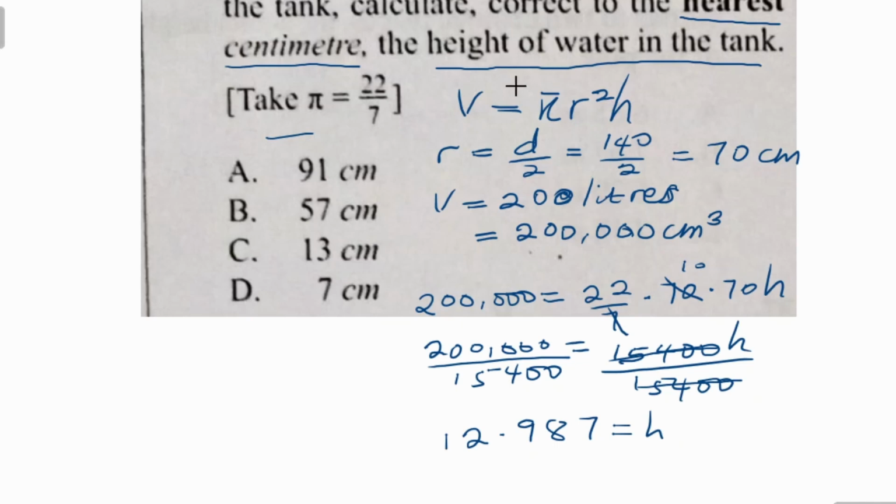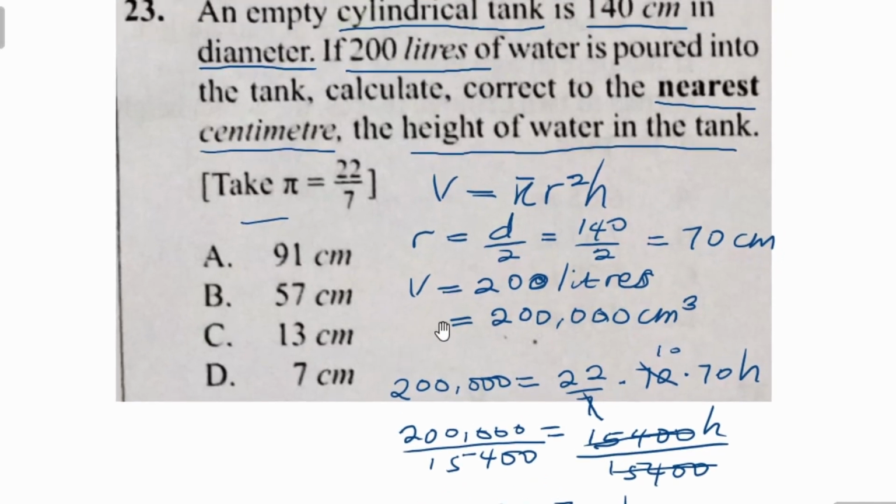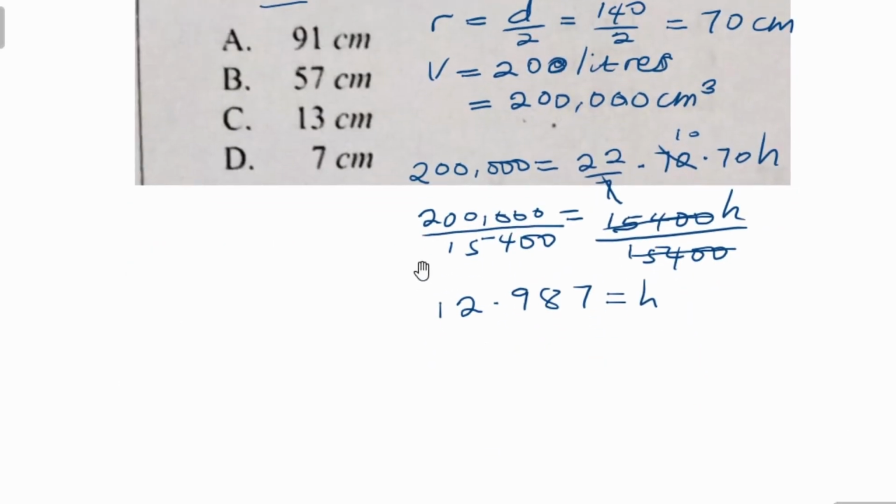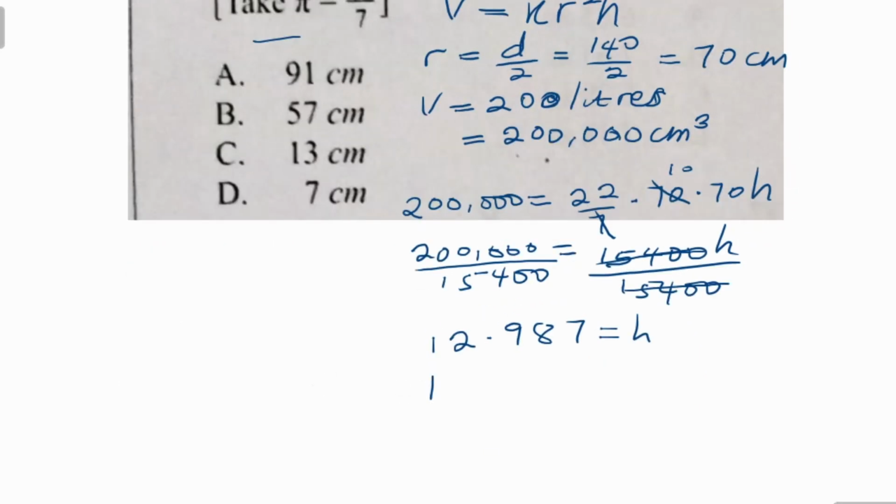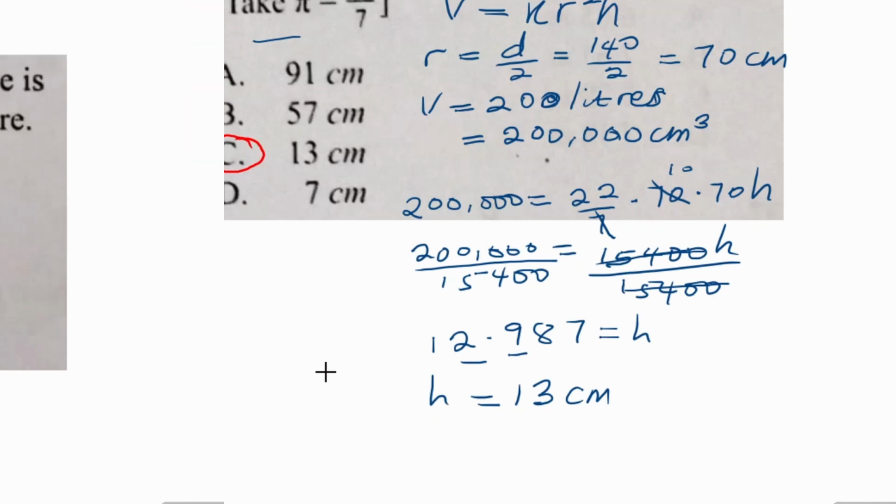And the question asks us to calculate this correct to the nearest centimeter. That means correct to the nearest whole number. And that means our h is going to be, we are ending it here. And this next number here is 9, more than 4. So we add 1 to the 2, making it 13 centimeters. And that is option C. Let's get to the next question.